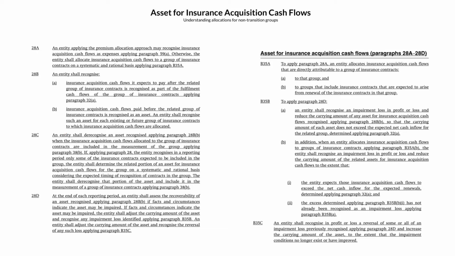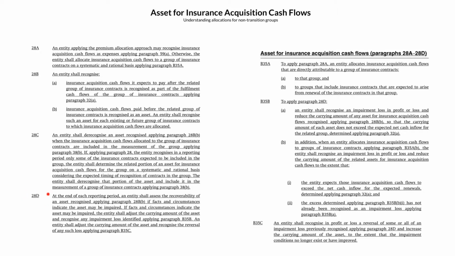Then for 28C, it talks about what you do with the amounts in 28B(b). It says, well, looking at the amounts that you've recognized as assets in 28B(b), you derecognize these when each group of insurance contracts is recognized. And we'll go through an example showing you exactly what this means.